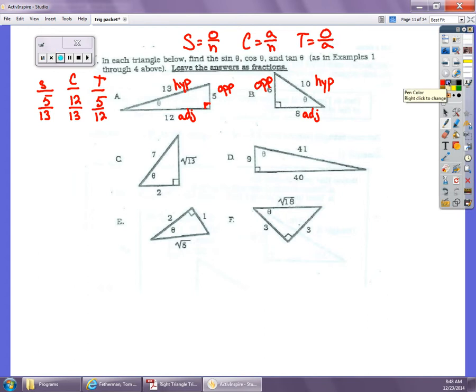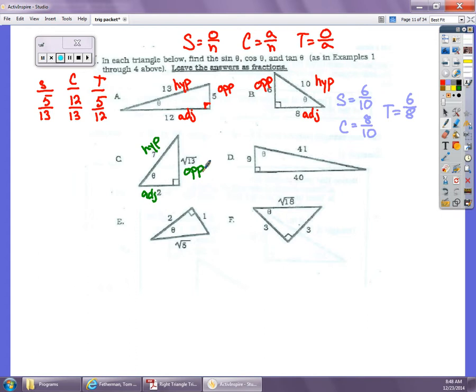So when I look at the next one, sine, opposite over hypotenuse, well, opposite is 6, hypotenuse is 10. Cosine is adjacent, which is 8, hypotenuse is 10. Tangent is going to give me opposite 6, adjacent is 8. So we can label this. So hypotenuse, here's my angle, so this is adjacent, this is opposite.